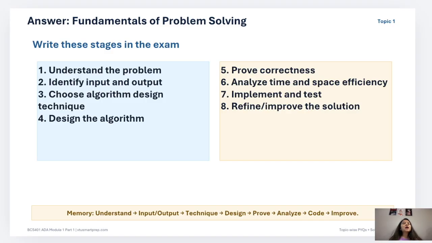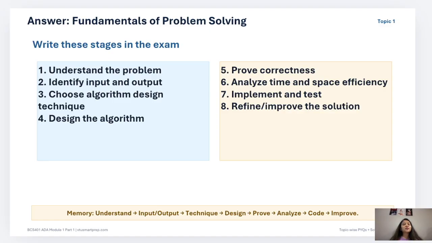Third, we have choose the algorithm design technique. For example, we have so many techniques, right? Brute force, divide and conquer, greedy method, dynamic programming, and so on. So we have to choose the algorithm design technique. The fourth stage is design the algorithm, right? Here we write the step by step logic, the step by step process of what we are going to do.